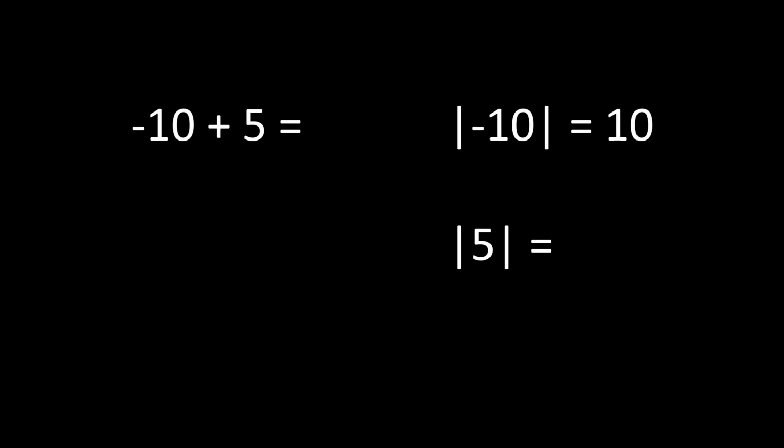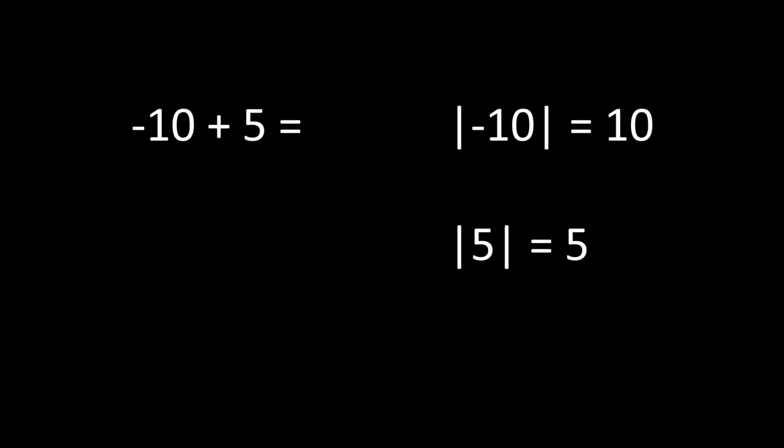This example is negative 10 plus 5, a negative plus a positive. So we're adding integers with different signs. So we'll start with the absolute values of negative 10 and 5. The absolute value of negative 10 is 10, and the absolute value of 5 is 5. Because when you add integers with different signs, you're going to be subtracting their absolute values.